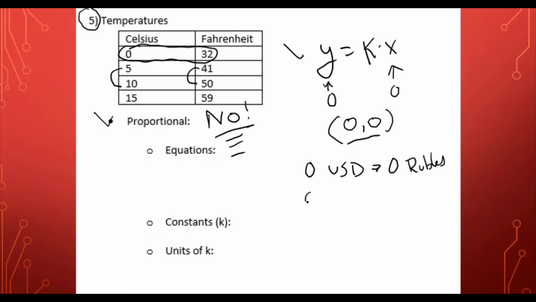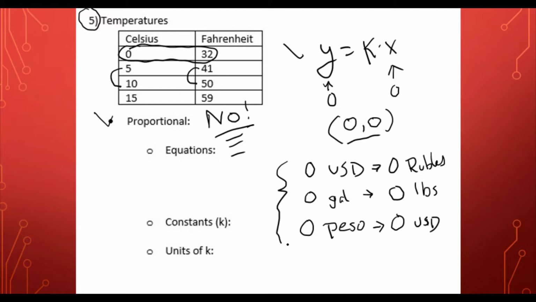If you have 0 gallons of water, how much do you think it weighs? And if you guess 0 pounds, you're correct. If you have 0 pesos and you go to the bank and say, can I trade these 0 pesos in for US dollars? You're going to get 0 US dollars. So a hallmark of y equals kx equations is that they contain the solution 0, 0. This doesn't.